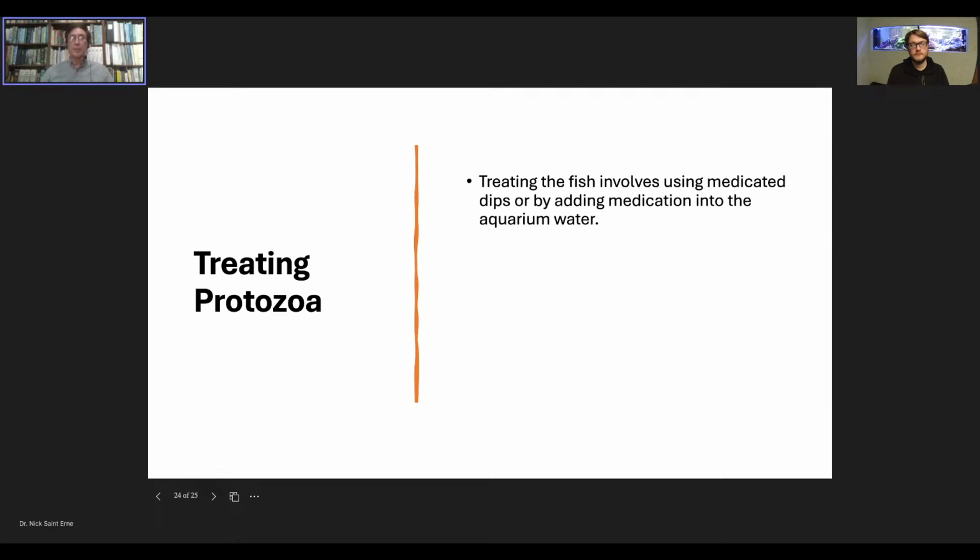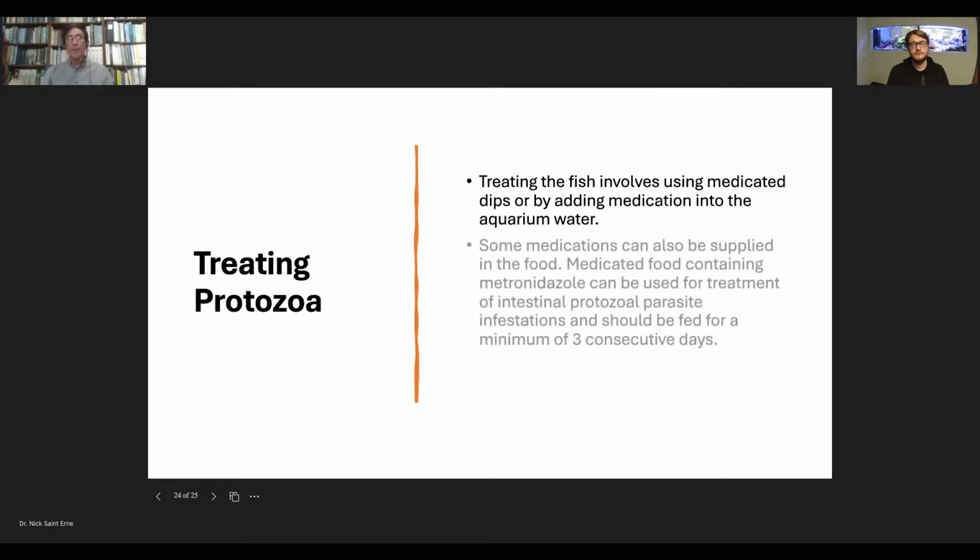But if you don't have any ornaments or gravel or things like that, it's actually a lot easier to medicate, and you have a known volume of water so you can measure your medication properly. If you don't add enough medicine, it may not work. And if you add too much, it can be harmful to the fish. So it's always important to know an accurate volume of water in the aquarium.